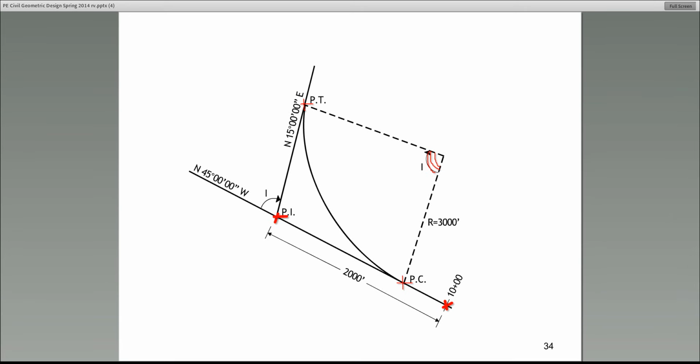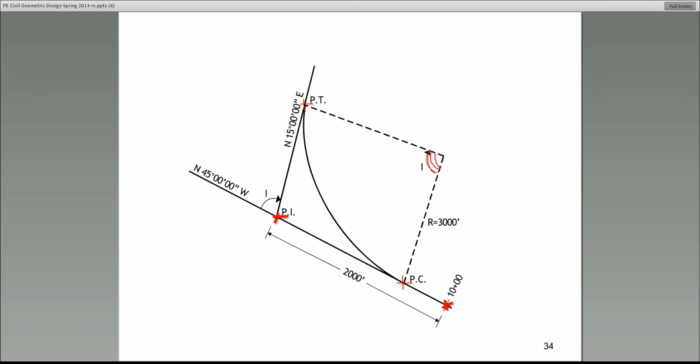Now you tell me, how is that different from a degree of curvature? Well, please remember, the degree of curvature only subtends either 100 foot of the arc or 100 foot of the chord. In this case, the central angle subtends the entire curve. It could be several hundred feet. All right? So I hope that you realize the difference.